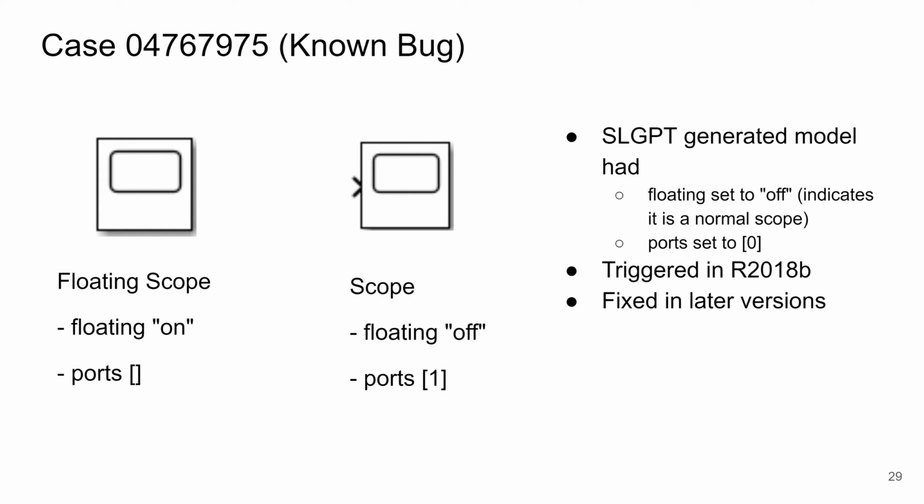On the slide, you can see two types of scope block from the Simulink library with appropriate parameter configuration. SLGPT generated a model whose floating parameter is set to off while setting its port to 0, which crashes the Simulink 2018b version. The bug has been fixed in later Simulink releases, where Simulink basically rejects such ill-configured blocks.